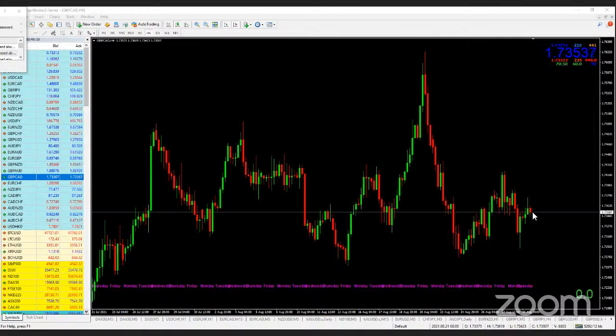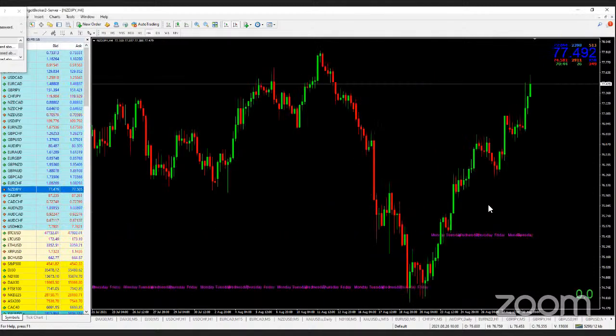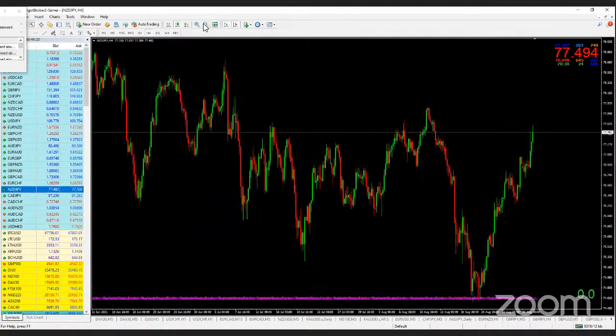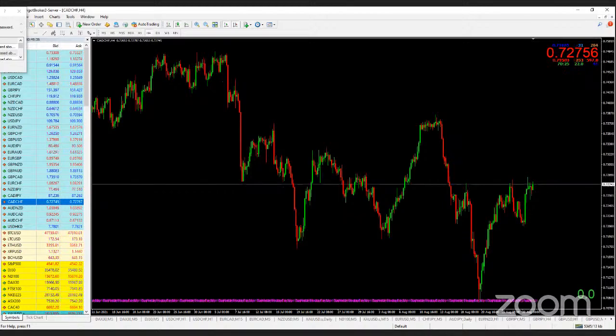So even with this one now, consolidation going on here, really. New Zealand dollar JPY. Yeah, a lot of the pairs are at support or resistance. We just have to wait. We just have to wait, guys.